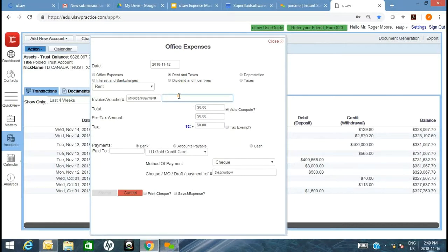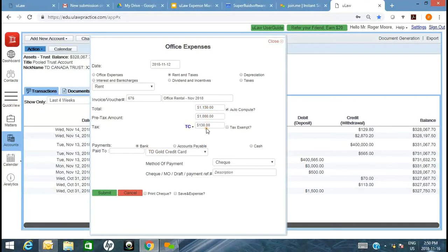So a description that outlines what this was for. So you could say Minto office rental, November 2018. If they've given you some kind of reference number or invoice number, you can put that in. You can put in the post-tax amount so that uLaw would automatically calculate the pre-tax and the appropriate taxes that you must have paid, or you can put in the pre-tax amount and we automatically calculate the tax and the post-tax.